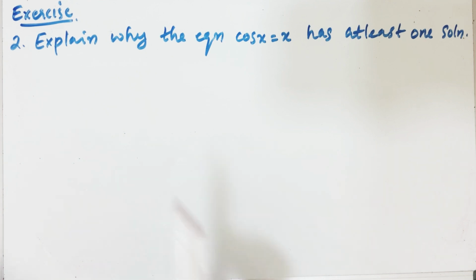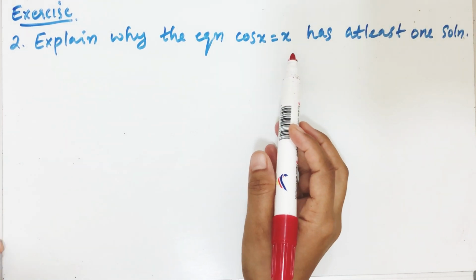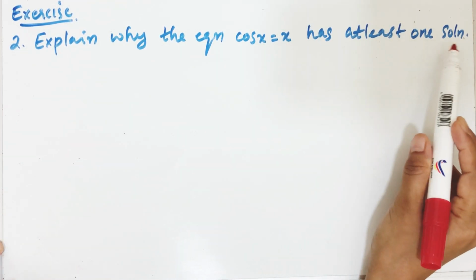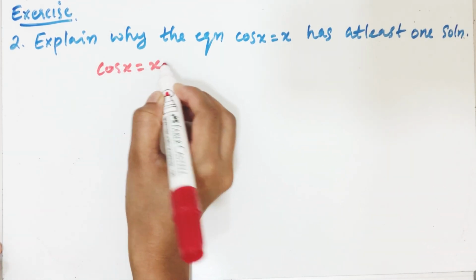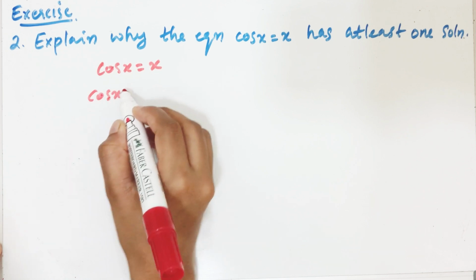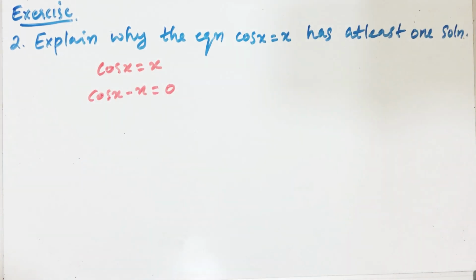Next question. Explain why the equation cos x = x has at least one solution. Cos x is equal to x. We can write cos x minus x is equal to 0. We know cos(pi/2) and cos(-pi/2) are 0.